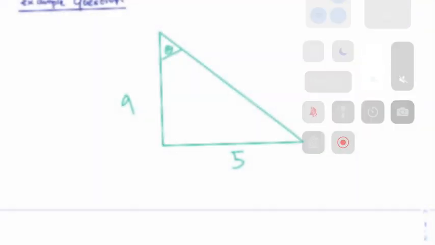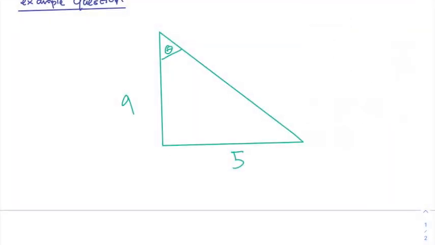Okay, so now let's try to apply what we have just learned to a question. So we have an example question here where we are given a right angle triangle where 2 of its sides are given, which are 9 and 5. And we want to work out what is theta, what is angle theta.